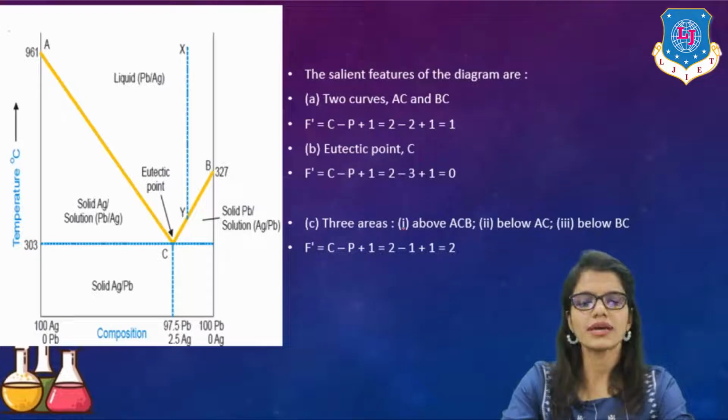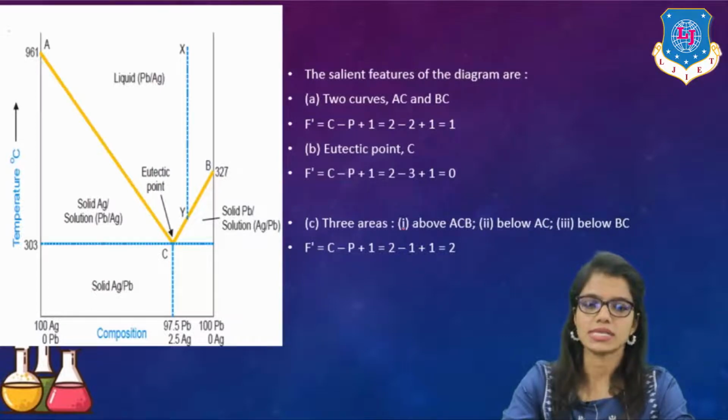Now, three different areas are present. The first one above ACB, the second one below AC, and the third one below BC. Right? So for that, we have different things. As you can see, below AC, we get a solid Ag solution.